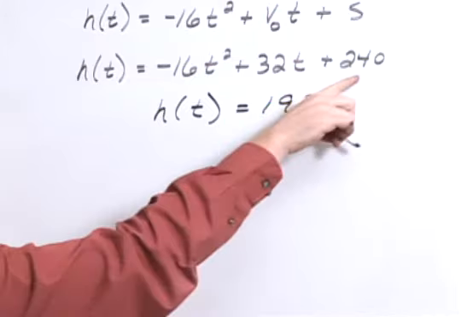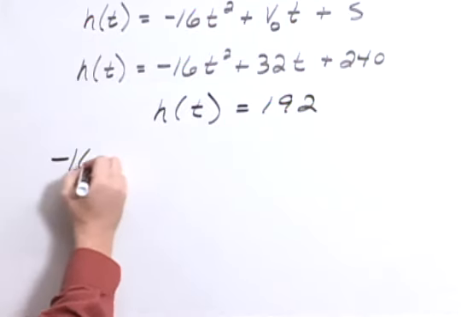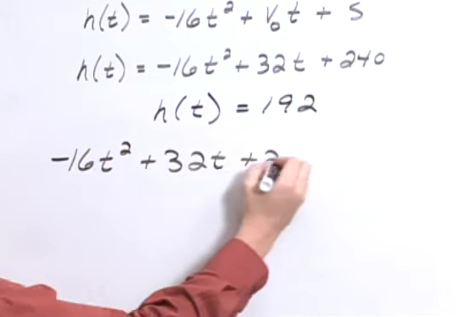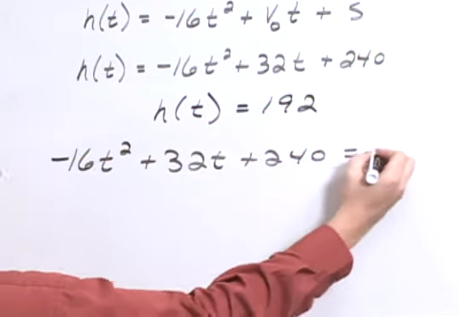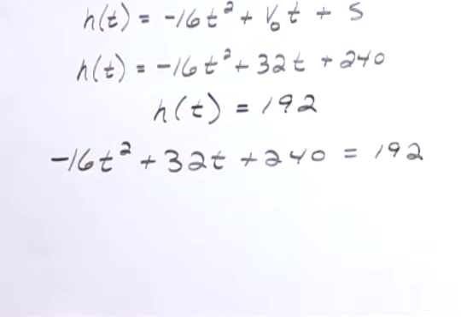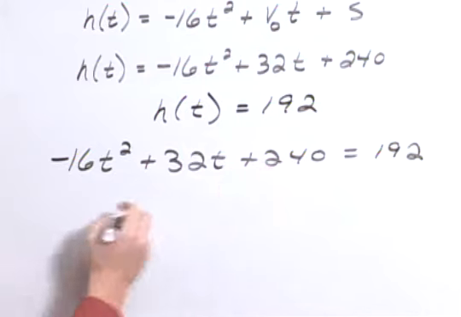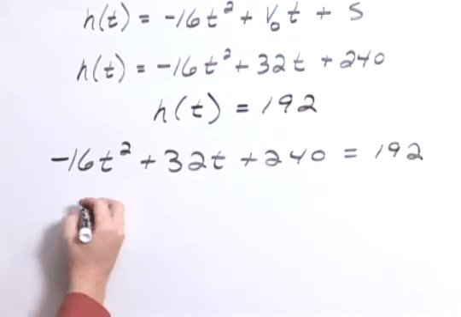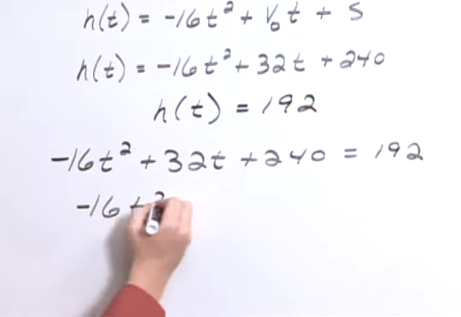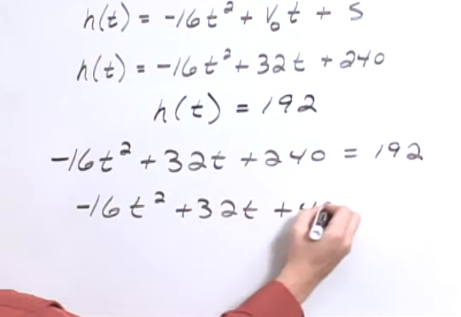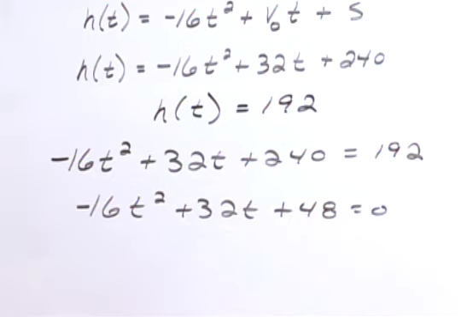Another way to write that would be when would negative 16t squared plus 32t plus 240 equal 192? If I move the 192 to the other side, I can get a modified quadratic. Negative 16t squared plus 32t plus 48 equals 0. And now I can solve this.